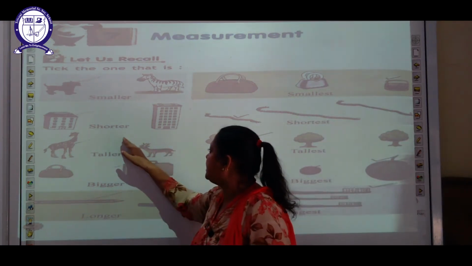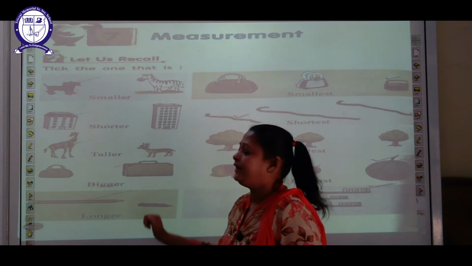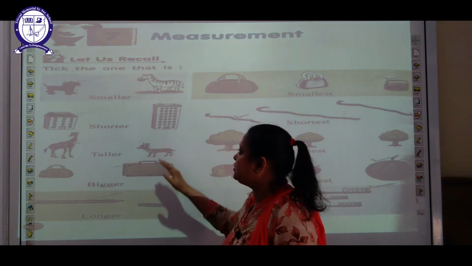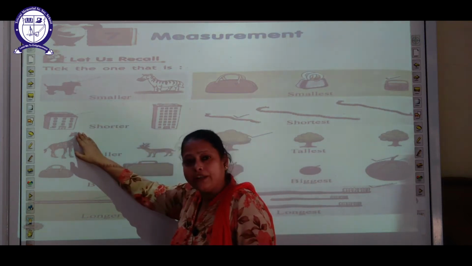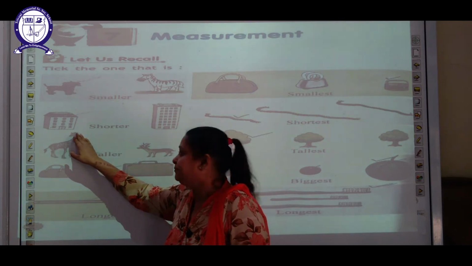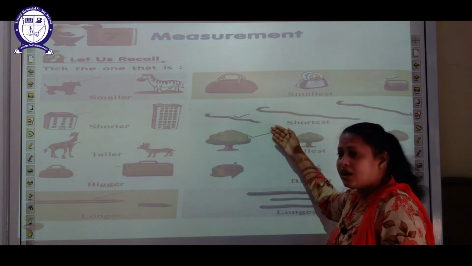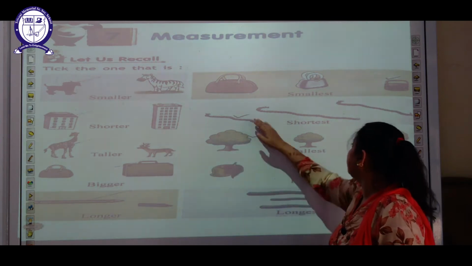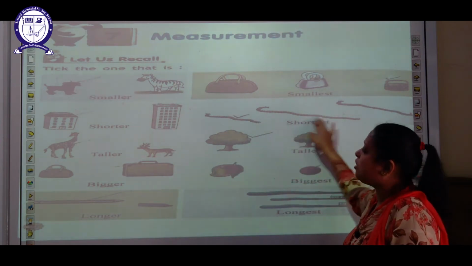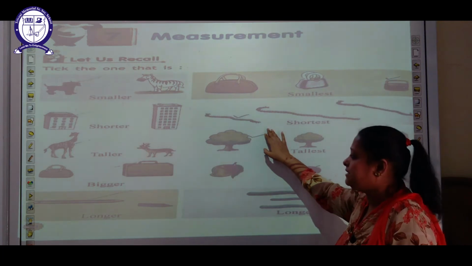Now, students, which is the shorter building? Which is shorter? So tick on the shorter building. Now next, tick on the shortest row. This one is the shortest among all of these.